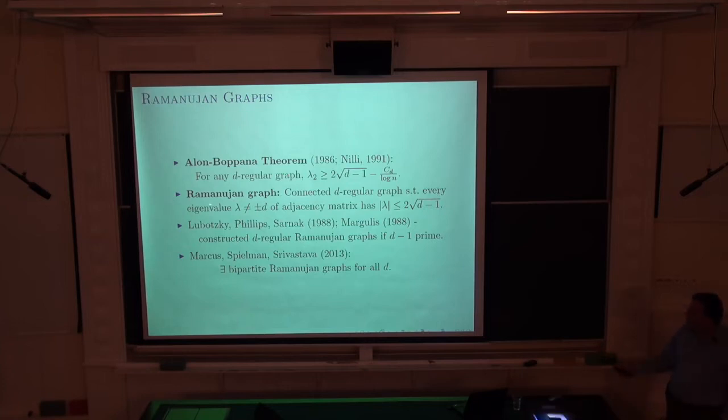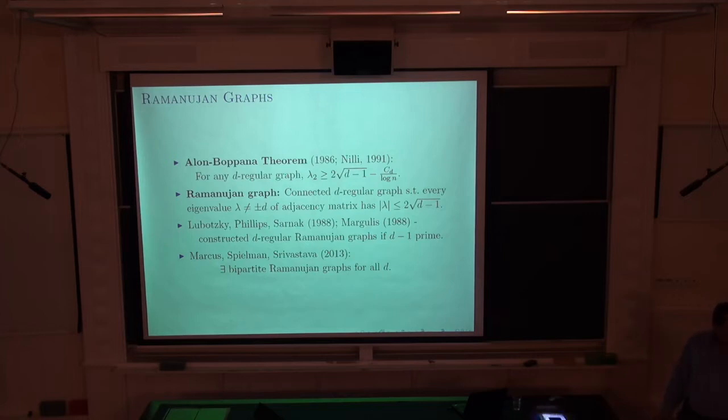The term was coined by Lubotzky, Phillips, and Sarnak in '88. So this is a d-regular graph that saturates the Alon-Boppana bound. So we want, precisely what we want is that all eigenvalues that are not plus or minus d should be in absolute value at most 2 root d minus 1.